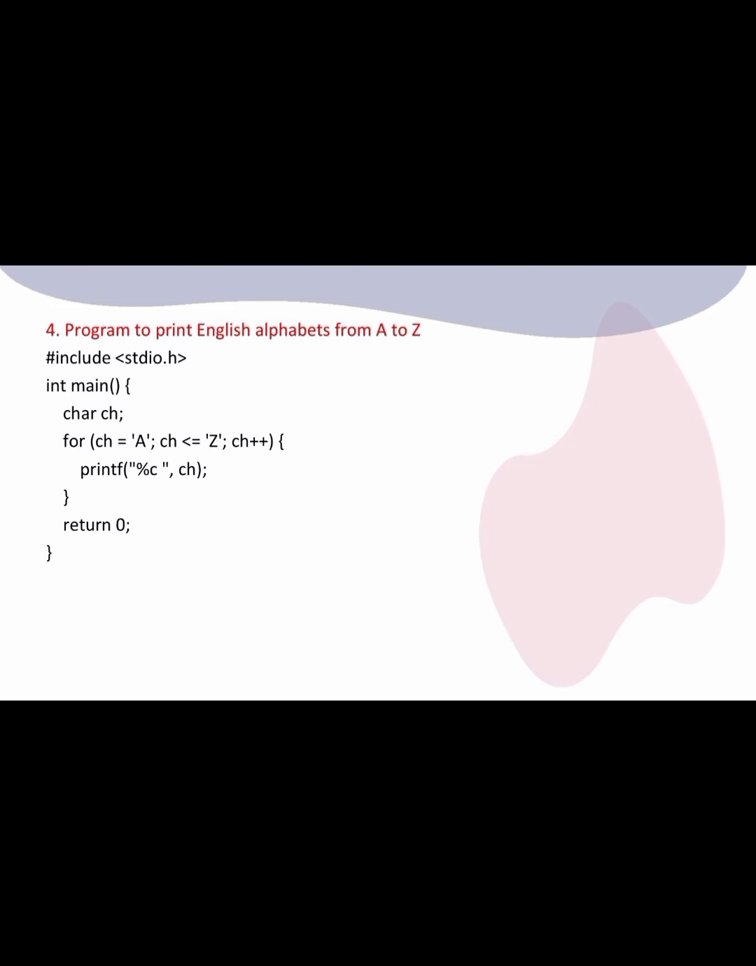This is a for loop that iterates through the alphabets. ch is equal to 'A': initialize with the character A. ch is less than or equal to 'Z': sets the loop condition to continue as long as ch is less than or equal to Z. ch++ increments ch to the next character in the ASCII table. Printf inside the loop prints the current value of ch followed by a space. Return 0 signals the successful completion of the program, and the final output will be this.